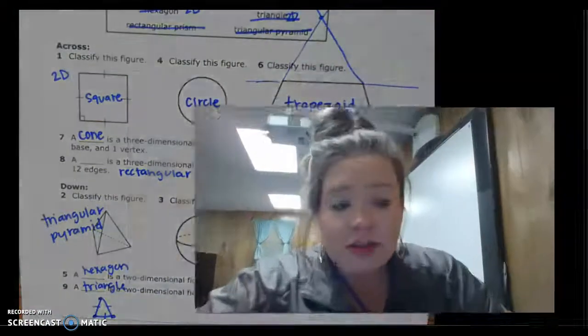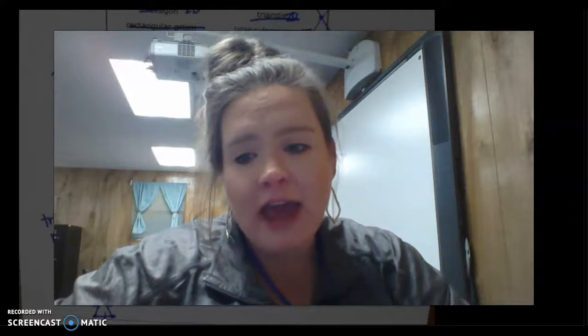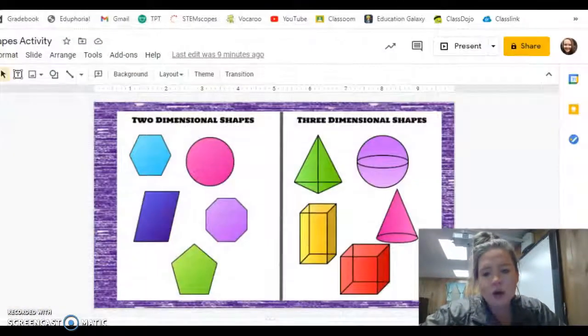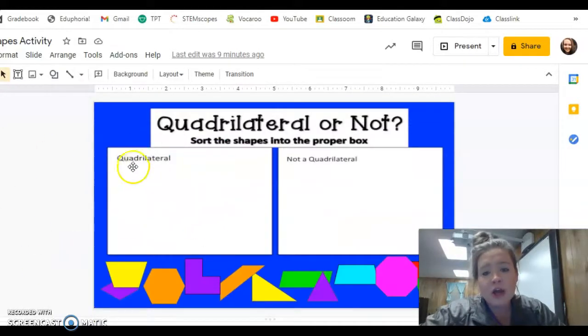All right, so that is just a little bit of a review of geometry. So you guys are going to practice with some interactive slides, and then you're going to practice with an Education Galaxy assignment, okay? On your interactive slide today, you're going to be talking about quadrilaterals or not. Remember, a quadrilateral has 4 sides. How many sides does a quadrilateral have? A quadrilateral has 4 sides. So if it does not have 4 sides, if it has 3 sides, or 5, 6, 7, 8, 9, that is not going to be a quadrilateral, okay?